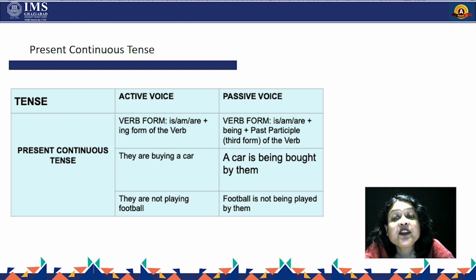Again I repeat, they are not playing football. So the passive voice of the sentence is football is not being played by them. Here again is plus being plus played, which is the third form of the verb.